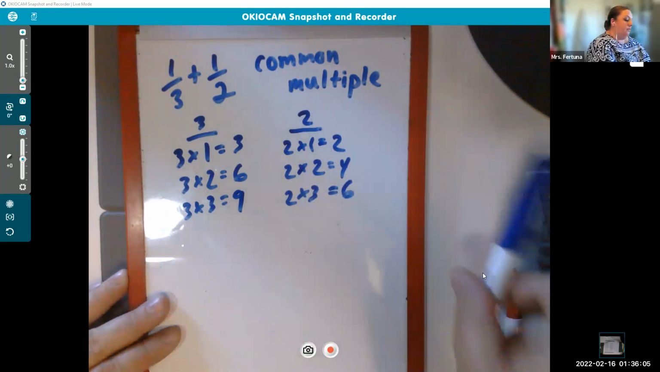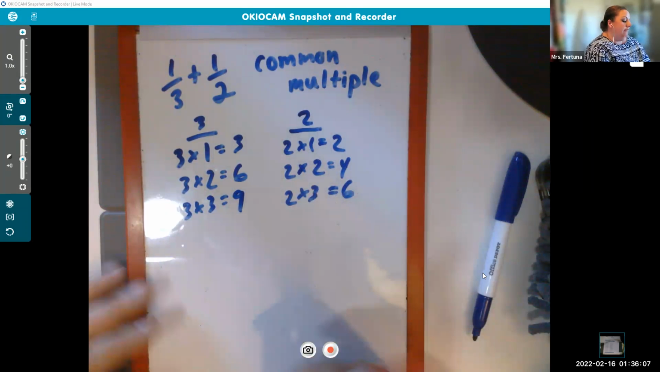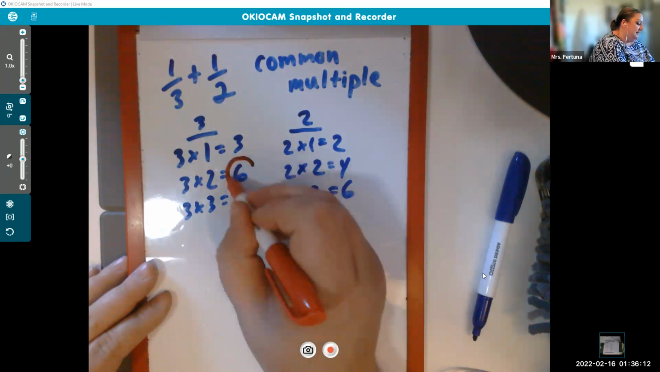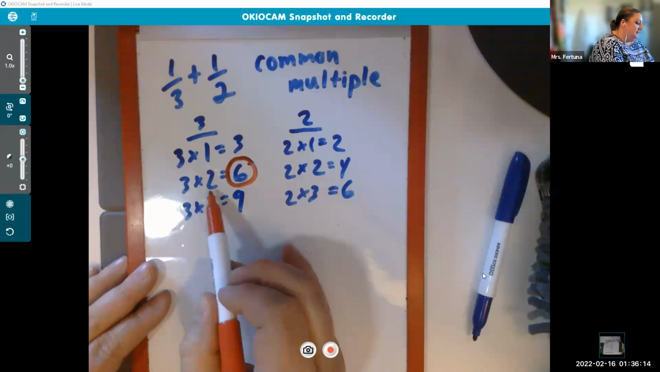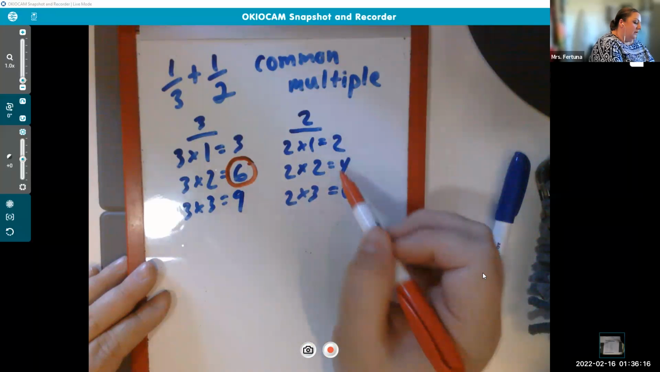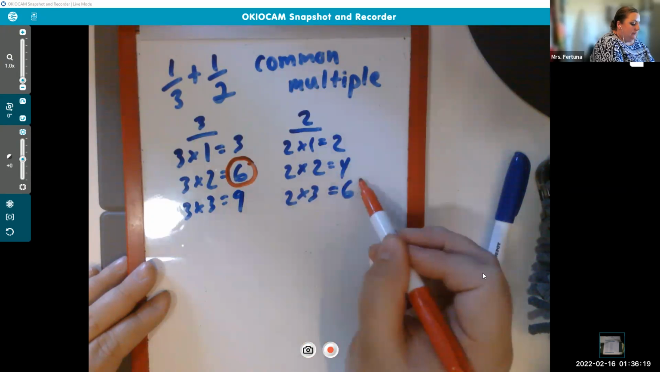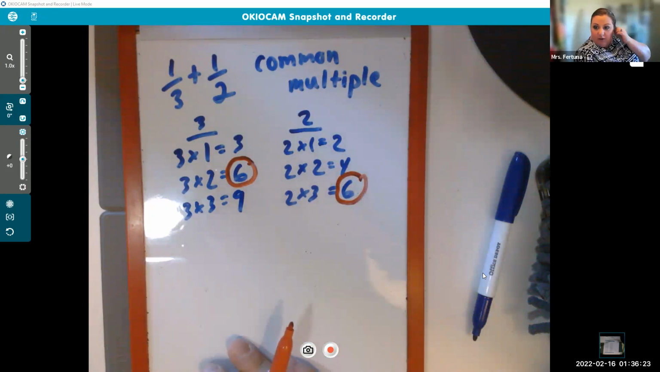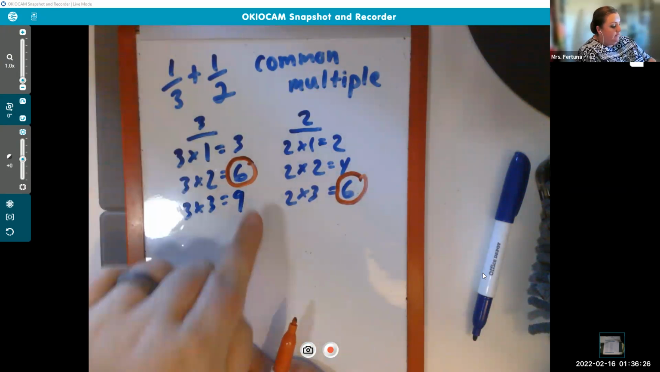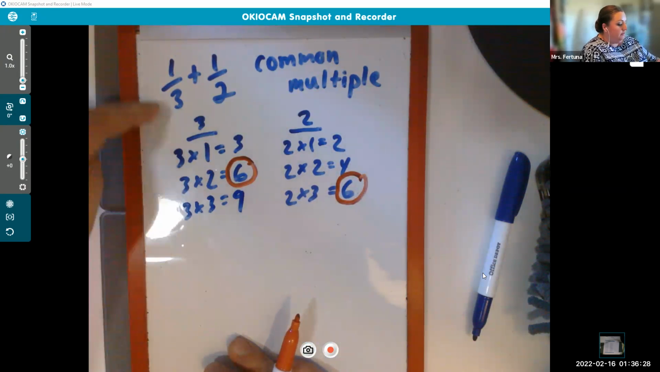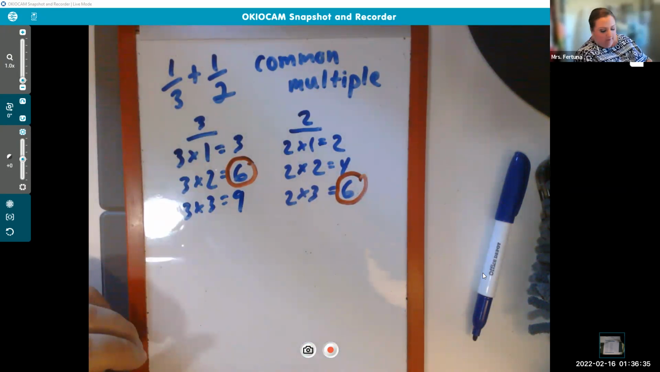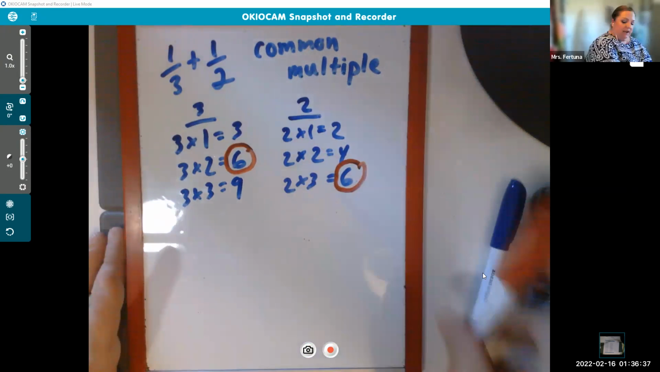All right, we have found it. We have found a product that is the same for 3 and 2. It is 6. When you multiply 3 times 2, it's 6. And when you multiply 2 times 3, it's the same problem, just reversed, right? Also 6. So great, we know that the common multiple between 3 and 2 is 6.